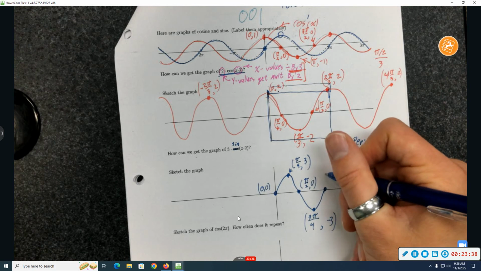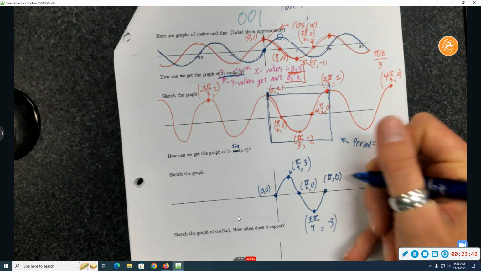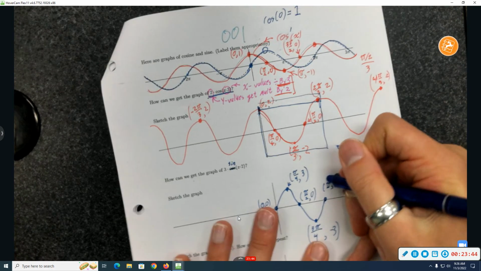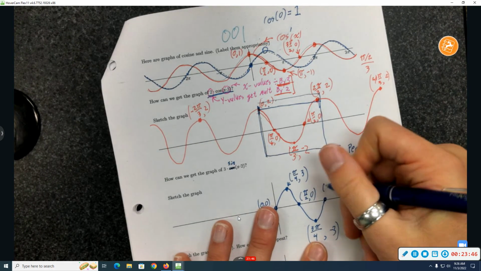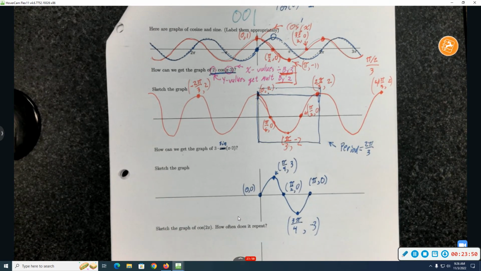And I guess that next point will be just pi comma 0. Neato. People agree with that much? And then I guess the rest of the graph should look basically the exact same, just copied over.